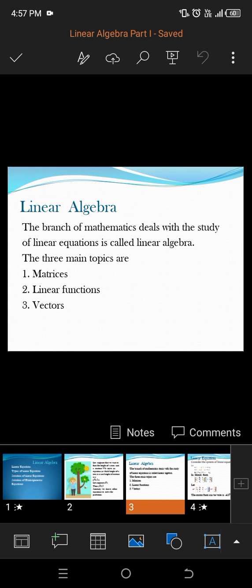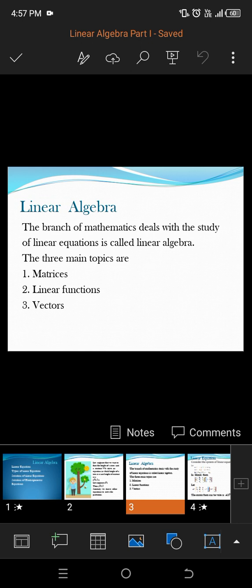The branch of mathematics that deals with the study of linear equations is called linear algebra. An equation is an algebraic expression in which an equal sign is used, and a linear equation is an equation in which the power of a variable is 1. There are three main topics in linear algebra: matrices, linear functions, and vectors.